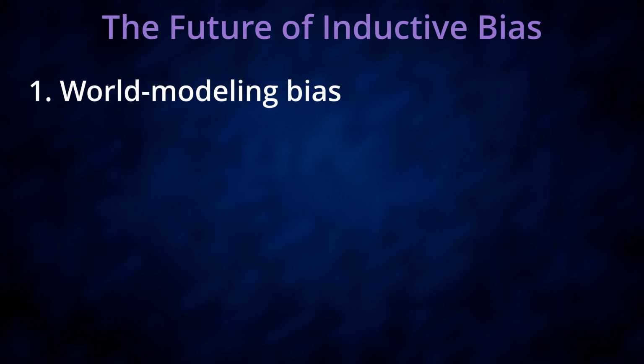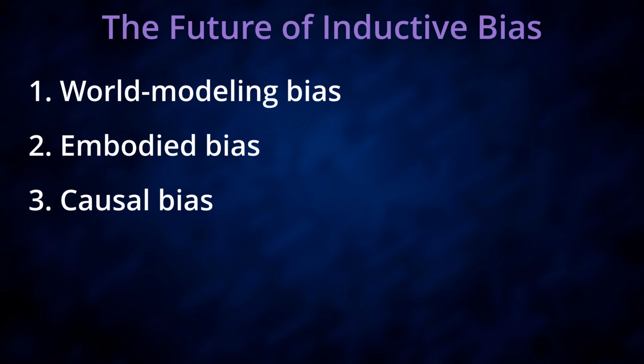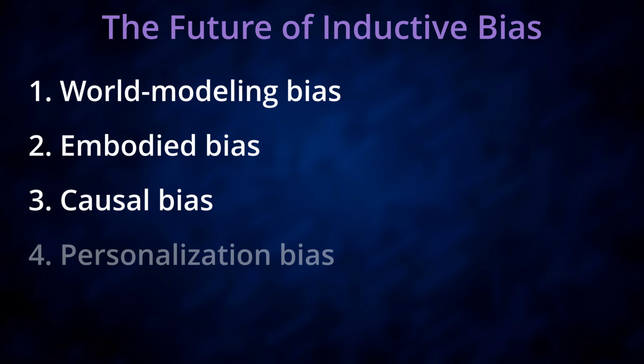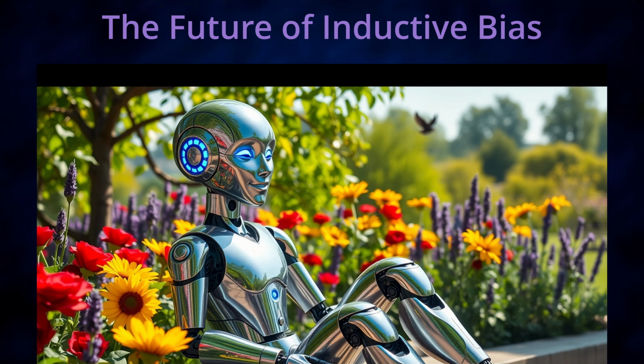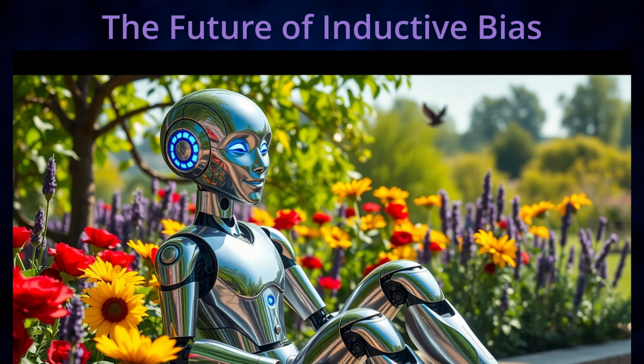World modeling bias for reasoning. Embodied bias for robotics. Causal bias for decision-making. Personalization bias for tailored user experiences. The future of AI is not just bigger, it's smarter by design.